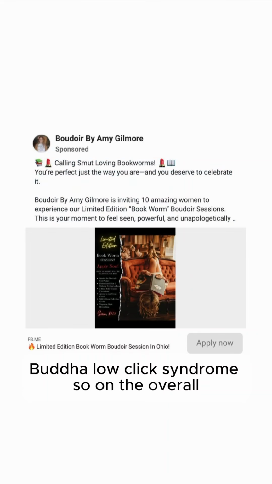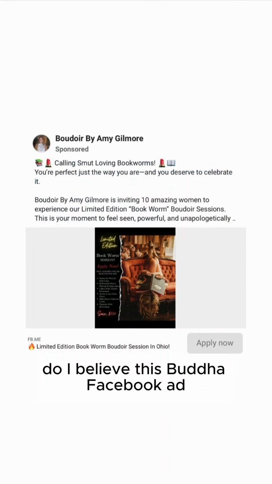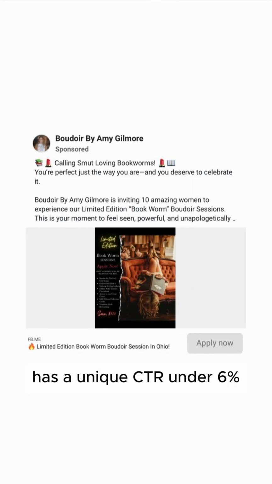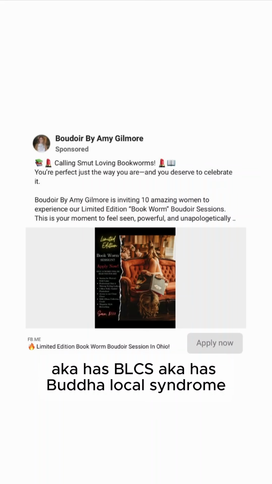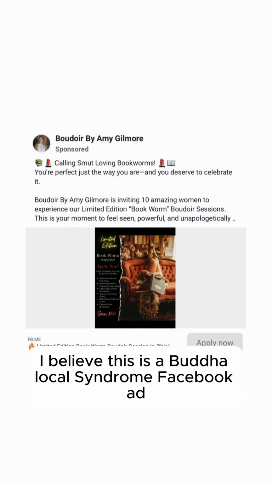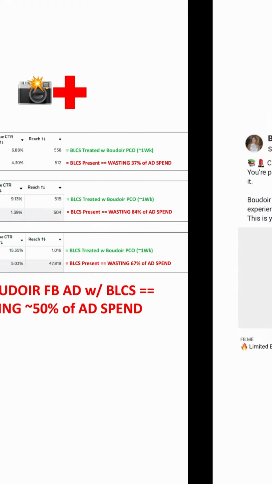So overall, do I believe this boudoir Facebook ad has a unique CTR under 6%, aka has BLCS, aka has boudoir low click syndrome? Yes, I believe this is a boudoir low click syndrome Facebook ad.